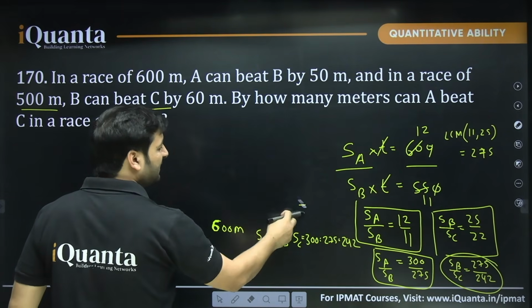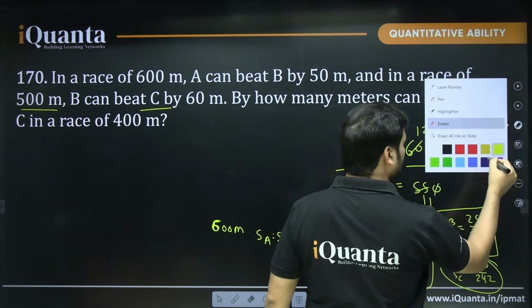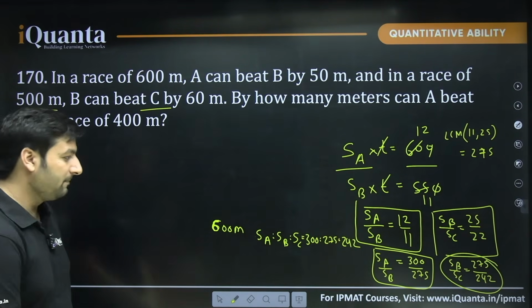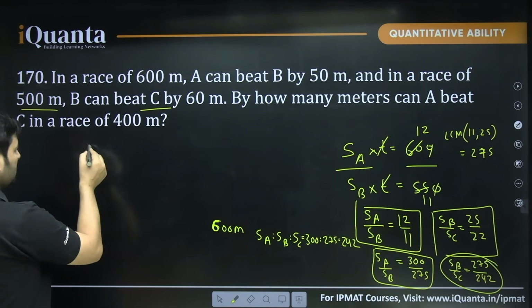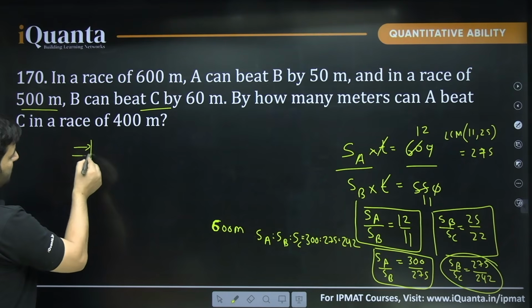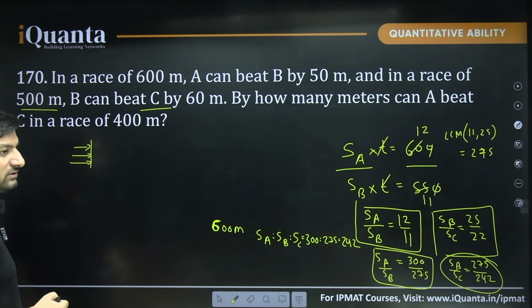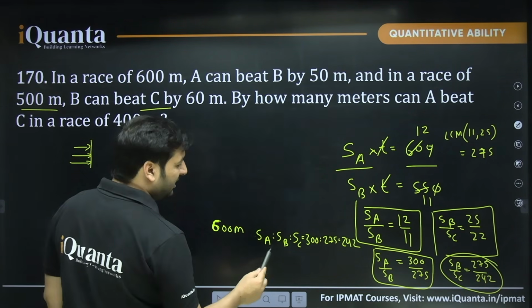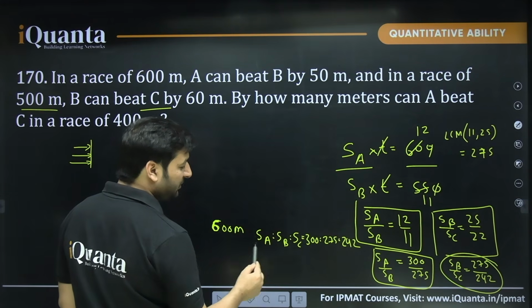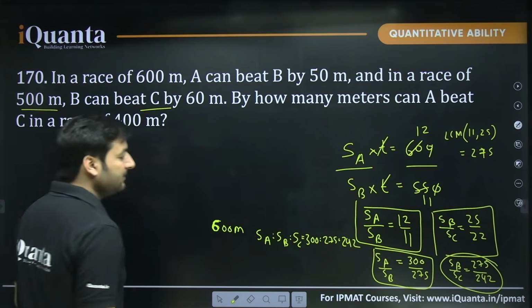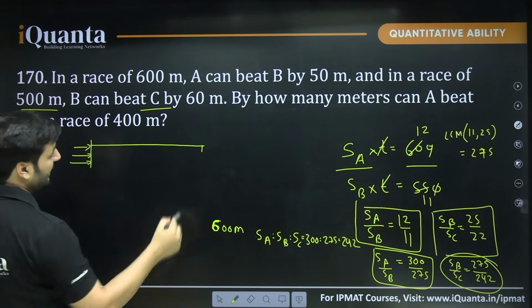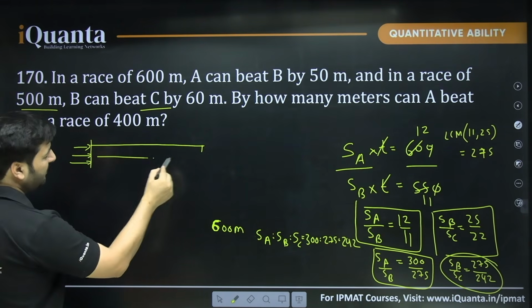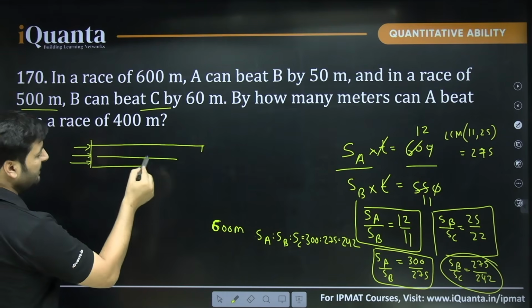So they will have these speeds, okay, but now in a race of 400 meters. You want to make it a race of 400 meters. So suppose the race started, A will also start running, B will also start running, C will also start running. Obviously A has the highest speed because the highest quantity in the ratio belongs to A, then B, then C. So when all three start, A will reach the finish line first, then B will be somewhere behind him, C will be somewhere behind him.